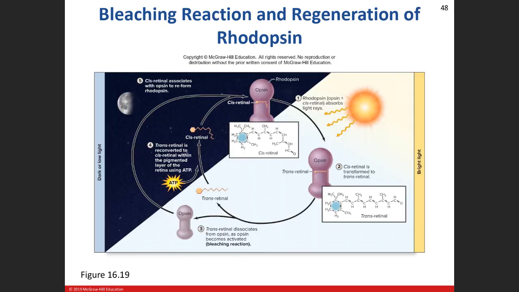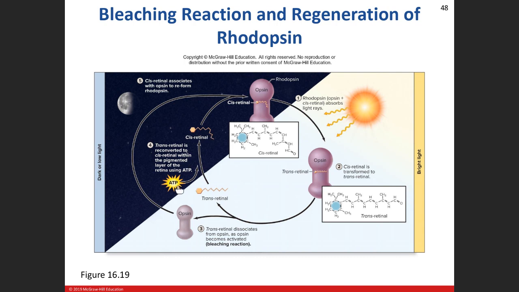So let's take a quick peek here. Let me finish my story. The sun hits the rods and causes that configuration change of the transretinal, so because of that, it pops off. The opsin is naked and afraid right now because it no longer has the transretinal with it, because it's getting transported into the pigmented layer.